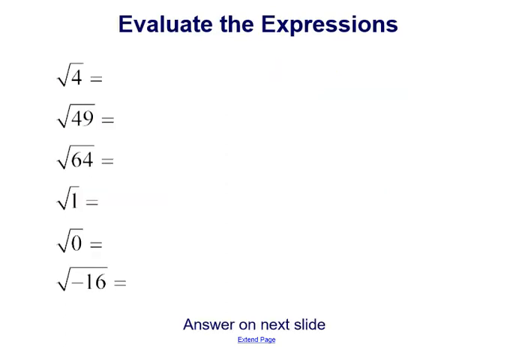Here we have some more, again, just putting everything together. Think about the square root of 4. What is the square root of 49? The square root of 64, the square root of 1, the square root of 0, the square root of negative 16. See as fast as you can what those square roots would be. They're all the positive square roots. They're all the principal square roots. And think about which one stands out from the others.